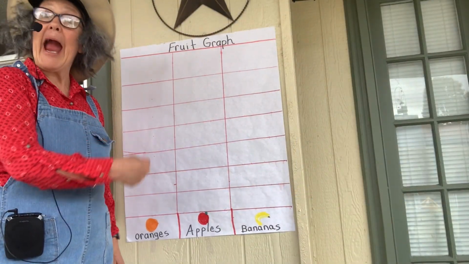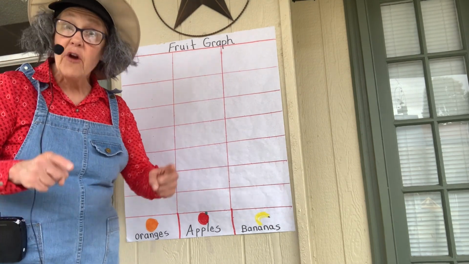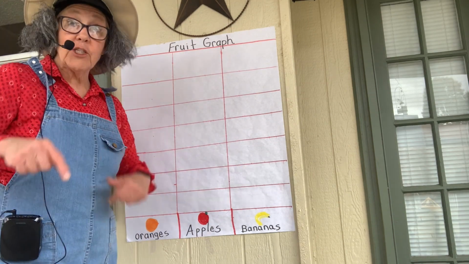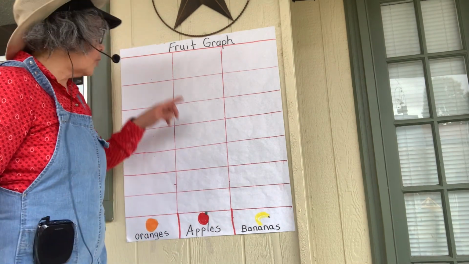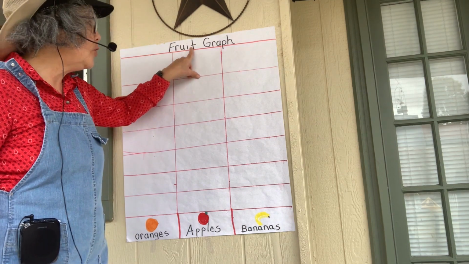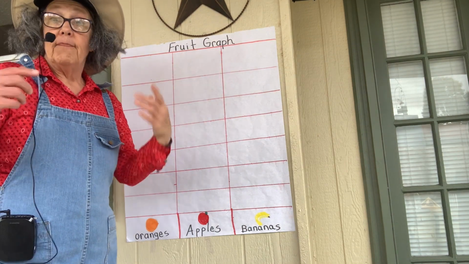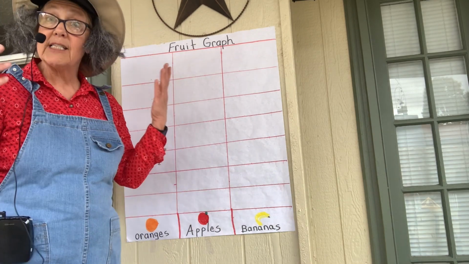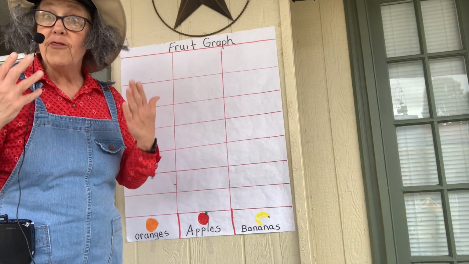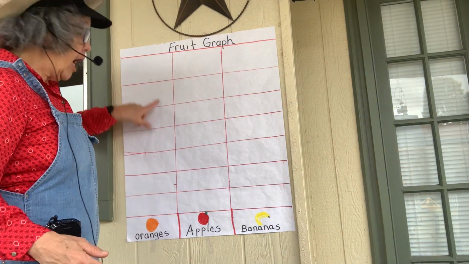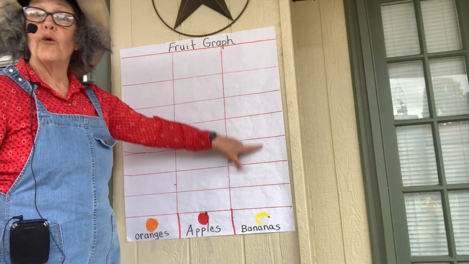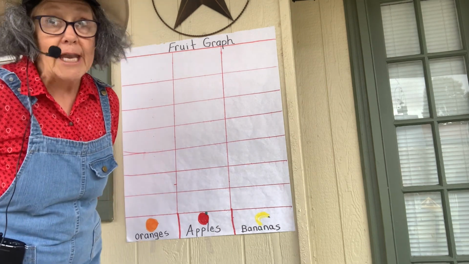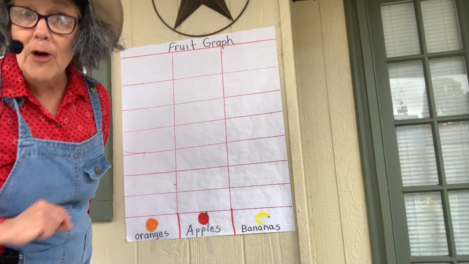Here is a graph. And a graph has very important parts. A graph has a title. This graph is about different kinds of fruit. So the title of this graph is Fruit Graph. This graph has columns. This graph has 3 columns because I'm graphing 3 kinds of fruit. 1 column, 2 columns, 3 columns. And each column has a label, so I know where to put the fruit.